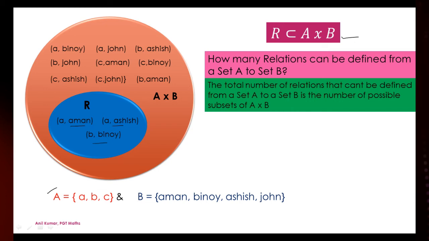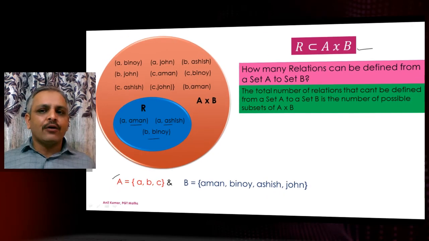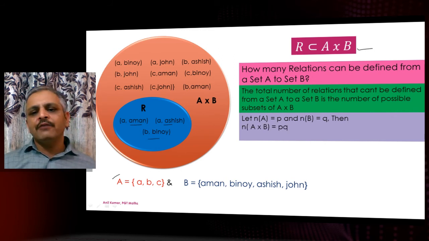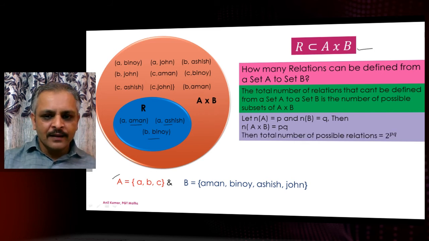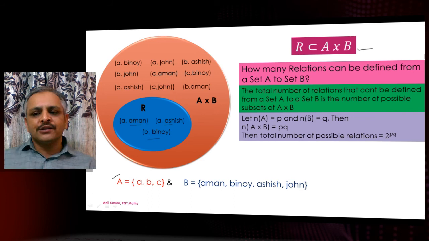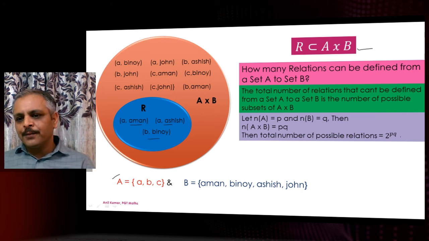As many possible subsets we can make, that many relations we can make. From here I got the idea that as many subsets of A cross B as are possible, that many relations we can make. So let the number of elements in A be P and the number of elements in B be Q. Then A cross B will have PQ elements, and how many subsets are possible then? Yes, 2 raised to power PQ. So the total number of possible relations will become 2 raised to power PQ.